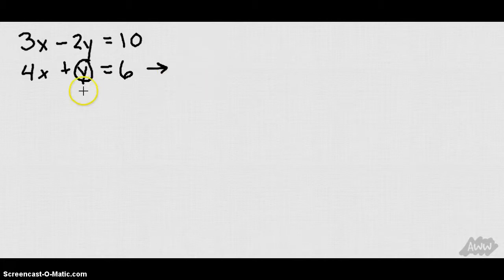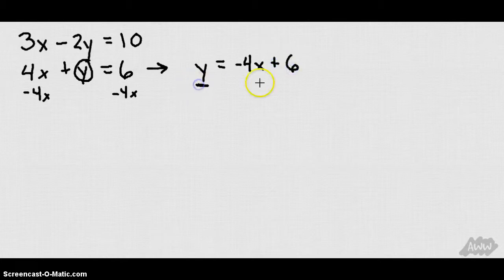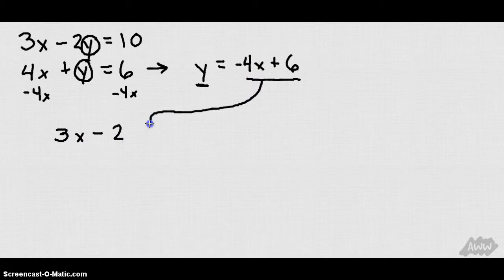So I'm going to go ahead and solve this equation for y. Since 4x plus y equals 6, I can subtract 4x from both sides. I get y equals negative 4x plus 6. Now I know y is defined as negative 4x plus 6. So I can put that in for my other y because all the y's are the same. So we can say 3x minus 2 times, let's plug this in for y, (negative 4x plus 6) equals 10. Again, that's this equation right here.